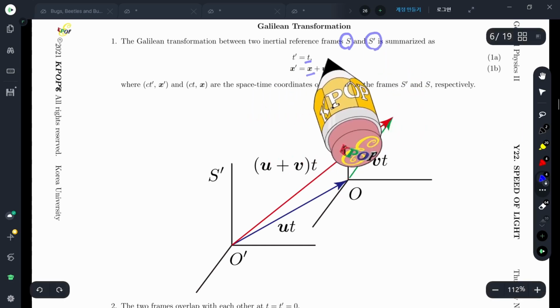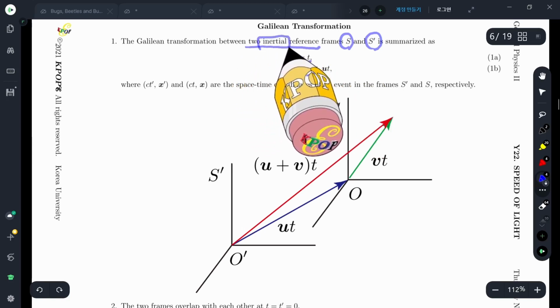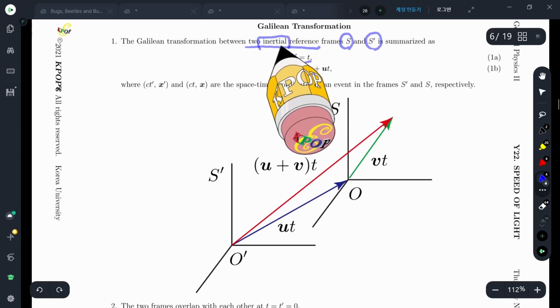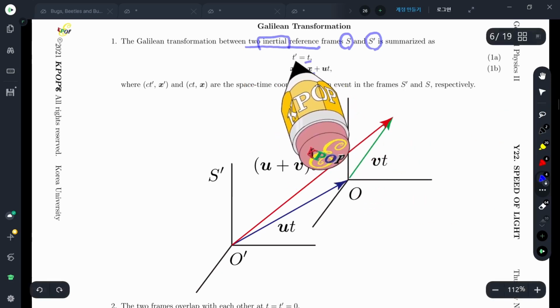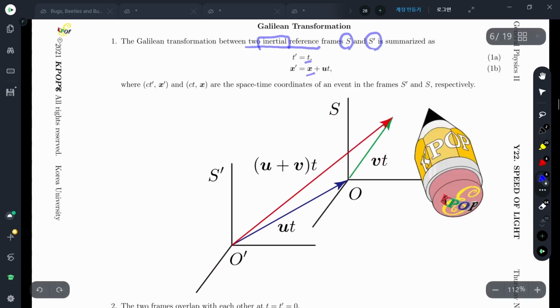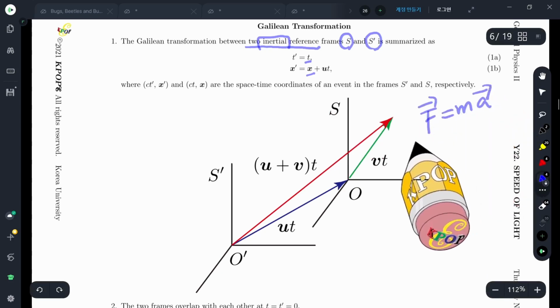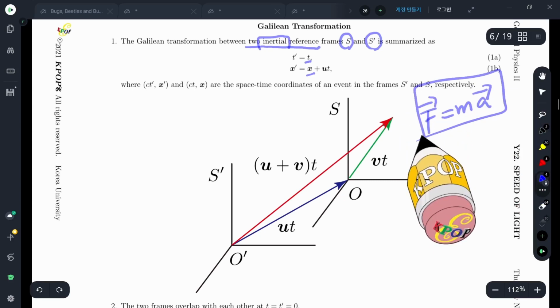Here we require both systems to be inertial reference frames. An inertial reference frame provides space-time coordinates just like any other reference frame. However, the special feature of an inertial reference frame is that Newton's law of motion is invariant. F equals ma is always written in the same form. Say, the laws of physics should be the same in any inertial reference frame.